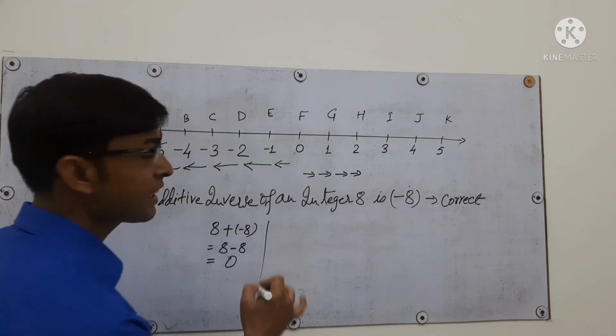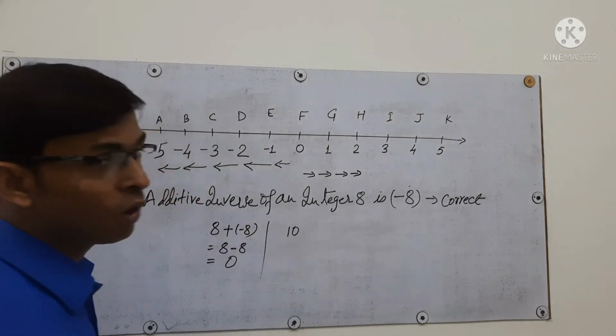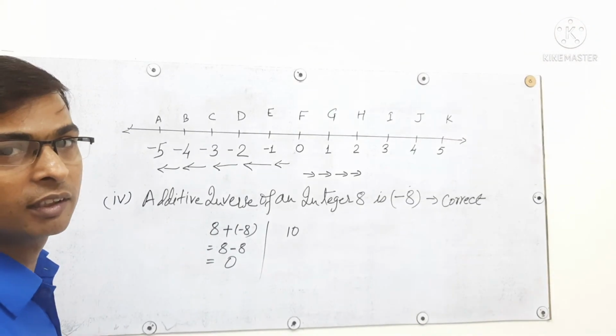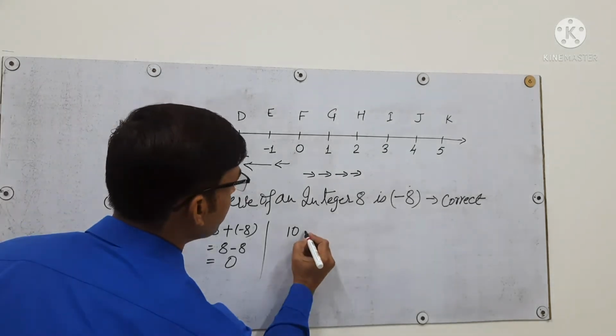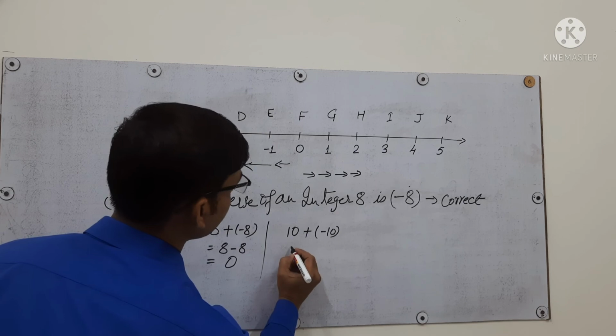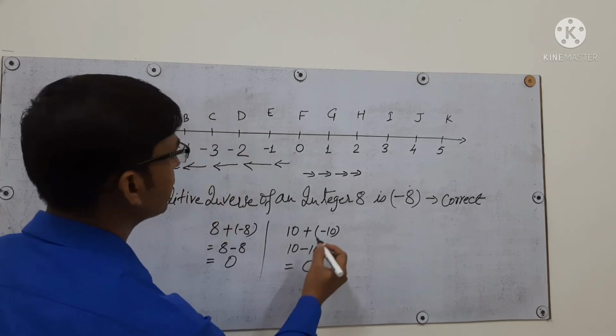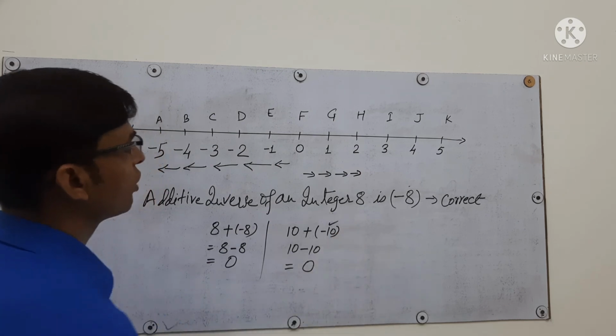Now we will try some other inverses also. Suppose an integer is 10. So what will be the inverse of it? We will add both. Its inverse will be minus 10. Okay, so 10 minus 10 and the resultant will be 0. It means that the inverse of 10 will be minus 10.